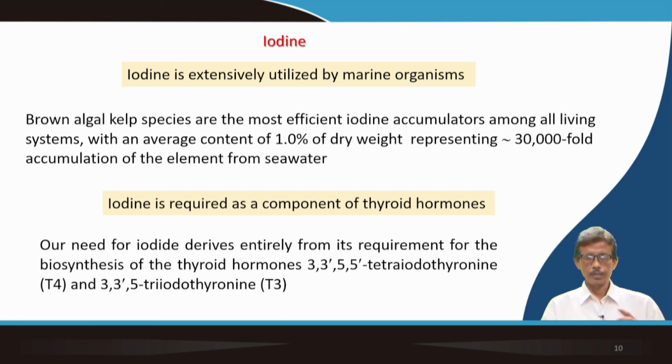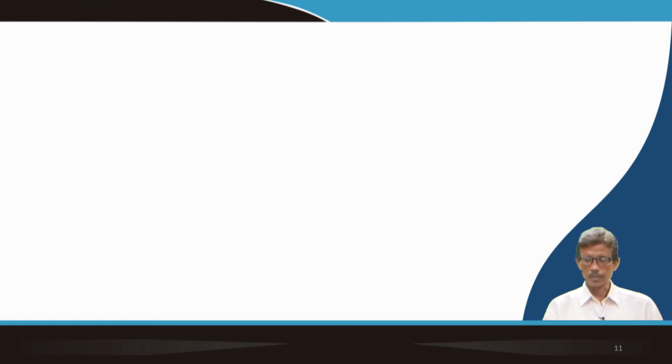So, it is basically a phenyl ring which is iodized. The iodide or iodine derivative of that is used for the biosynthesis of thyroid hormone, and two types of thyroid hormones are required. One is T4, that means 4 positions are iodized, and T3 has 3 positions iodized. Based on that, thyronine: triiodo species and tetraiodo species, that is 3, 3 prime, 5, 5 prime, and the other is the 3, 3 prime, 5 triiodo species.